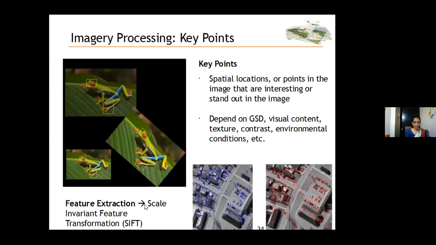The first one is key point extraction. That is creating a massive number of key points. What do key points mean? Key points are spatial locations or points in the image that are also interesting in the other image, or we can say more unique features which differentiate easily from other features. They are interesting because no matter how the image changes, you should be able to find the same point in each image.